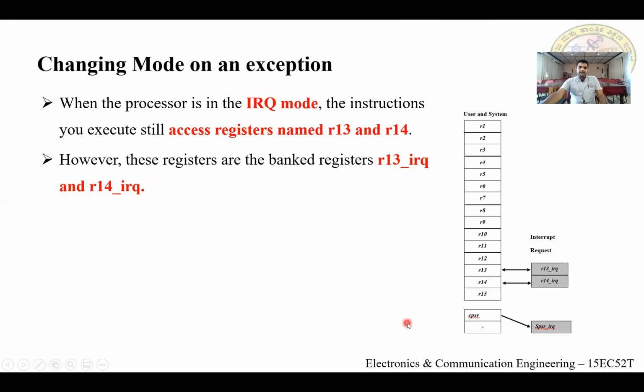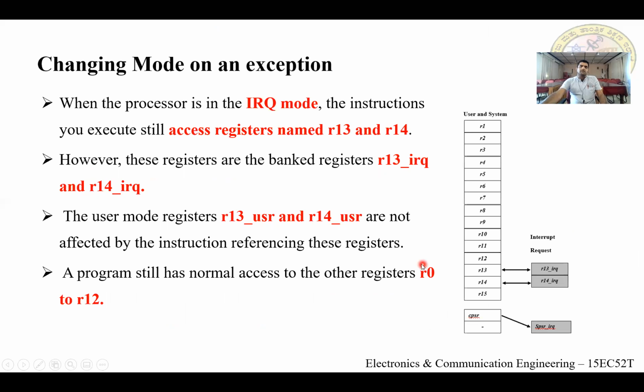When the processor is in IRQ mode, the instructions you execute still access registers named R14 and R13. The user mode registers R13 USR and R14 USR are not affected by any instruction under interrupt request mode. A program still has normal access to the other registers, that is R0 to R12.